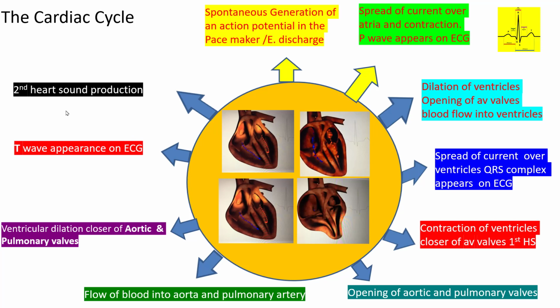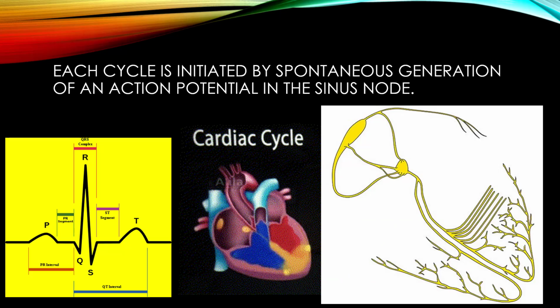When the pressure in the ventricle reduces, the pressure in the aorta increases, and it causes closure of the aortic and pulmonary valves, and it produces the second heart sound. So these are the events which occur from the spontaneous depolarization of the SA node to the second heart sound. This whole sequence is called the cardiac cycle.